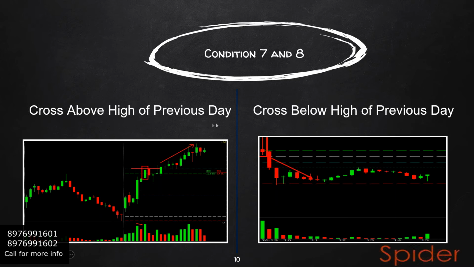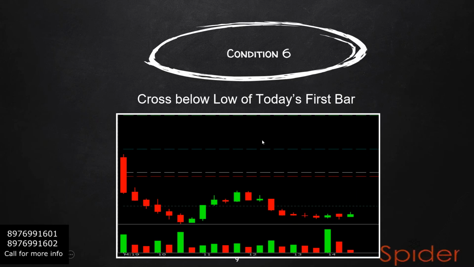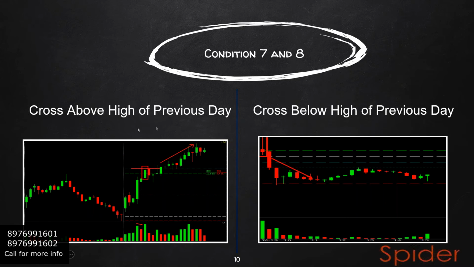Again, cross above high of previous day, cross below high of previous day. Conditions like this, you can add on with your already existing scanners. For example, if you're using any intraday scanner based on any indicator, you can use these setups as an add-on. The prior one you can use individually as well, but this you cannot use individually. You can add it on with any existing scanner that you have. And these conditions as well: cross above high of previous day, cross below high of previous day.